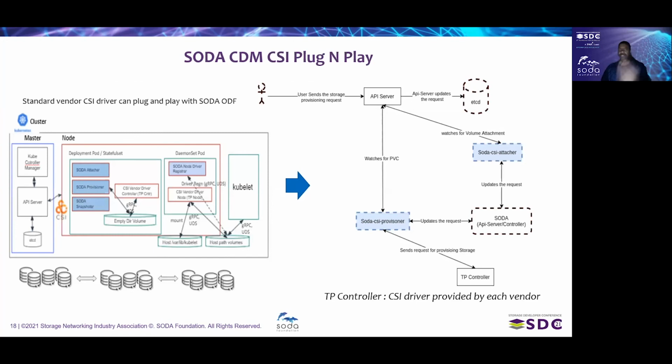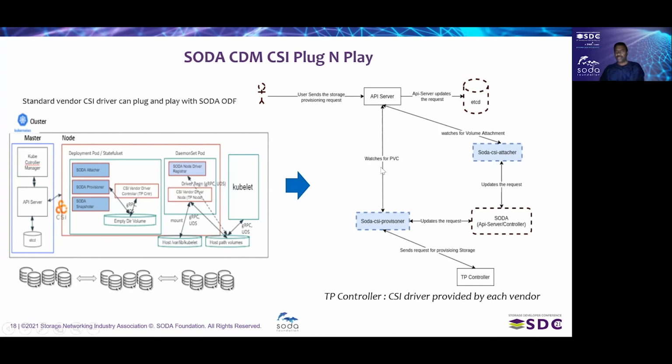And similarly, this is what we talk about: SODA CDM CSI plug and play. On the left-hand side is a typical CSI deployment diagram, nothing different, no need to worry about too many boxes there. The blue things are the SODA attacher. By default, it would be a Kubernetes default CSI attacher, provisioner or snapshotter. But instead of that, we use the SODA attacher and SODA provisioner, so that we can talk to our metadata management, right?